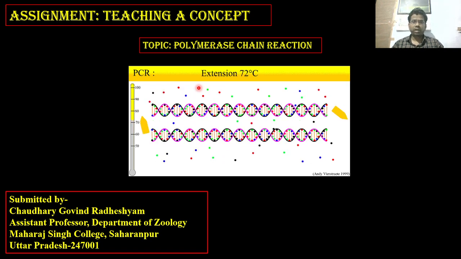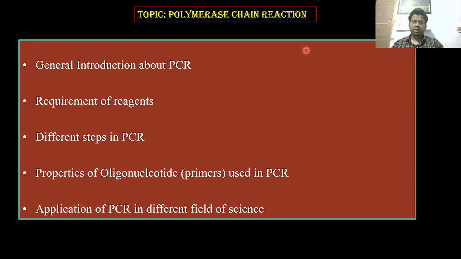So let's start our lecture, polymerase chain reaction. These are the important points which we will discuss in this chapter. First, we will discuss a general introduction about PCR. What are the reagents which are required in the polymerase chain reaction? What are the different steps in the PCR? What are the principles behind the different steps in the PCR? We will discuss this in this section.